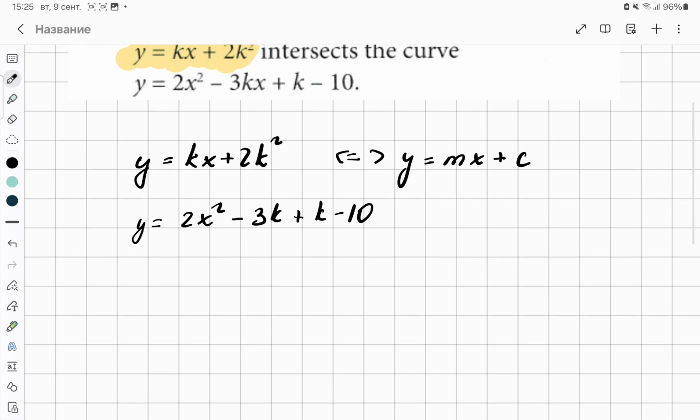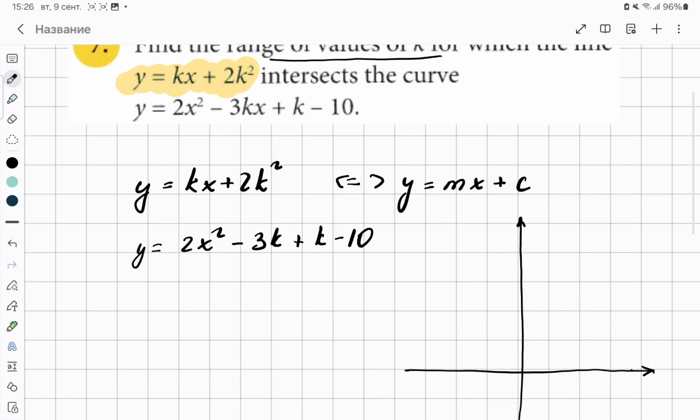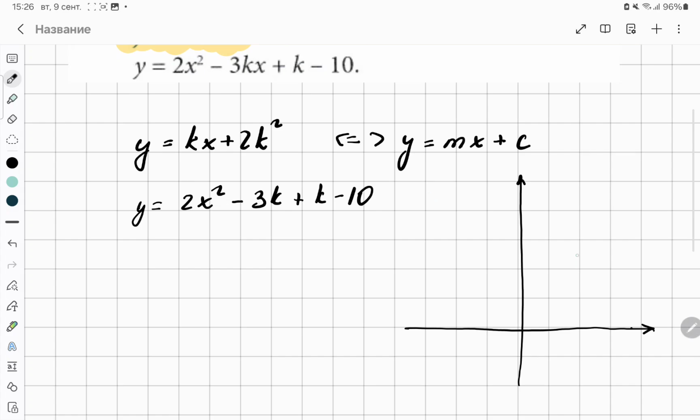So technically, we have to find the values of k where our parabola crosses the line, at more than or equal to 1 point, so at least 1 point. There are two possible options. Let's say this is a parabola and this is a straight line, either with this gradient or this gradient, it doesn't matter. And we have to find such k.